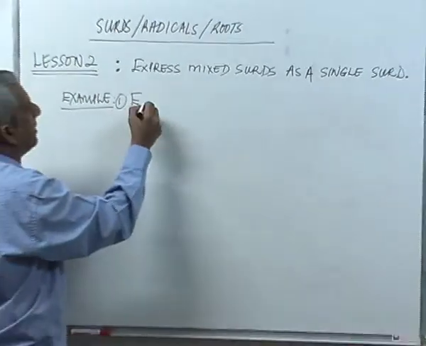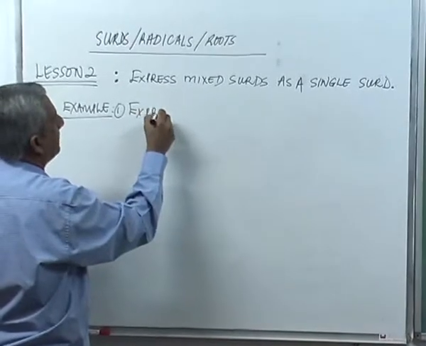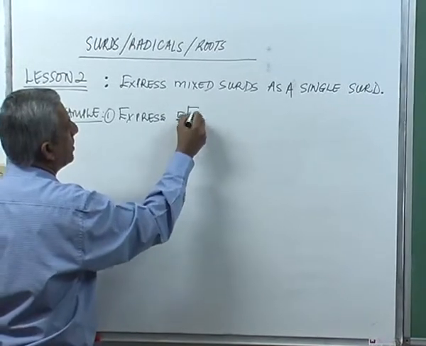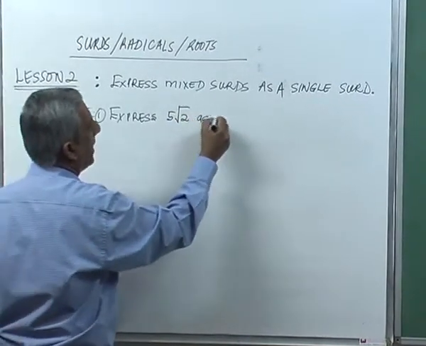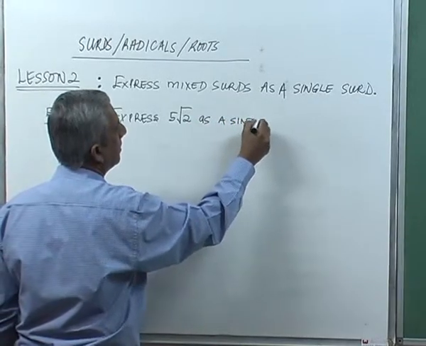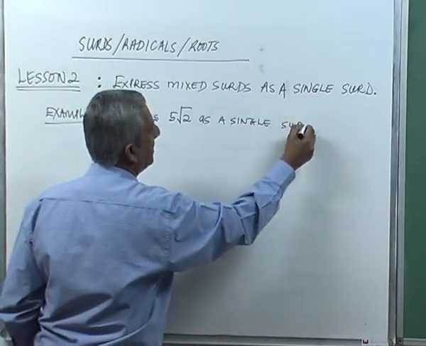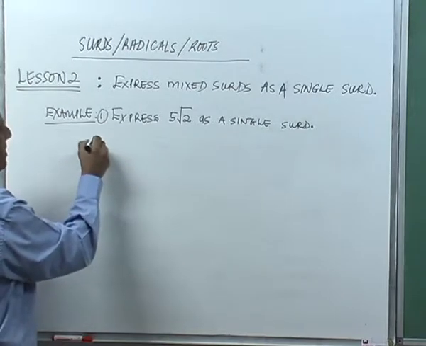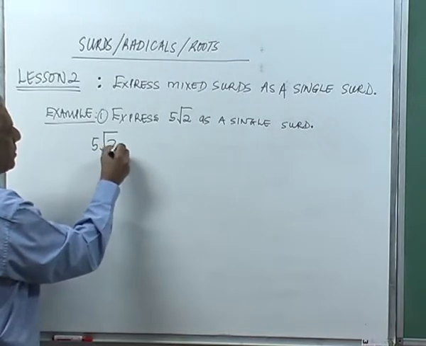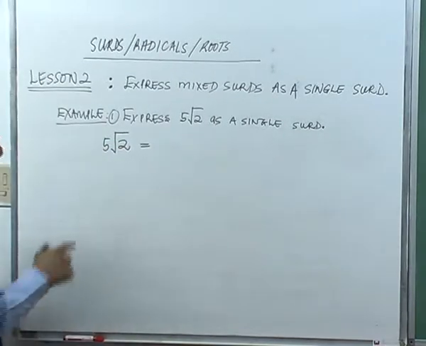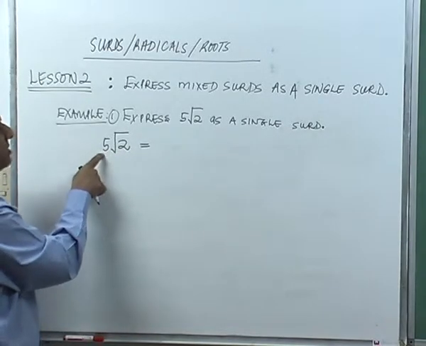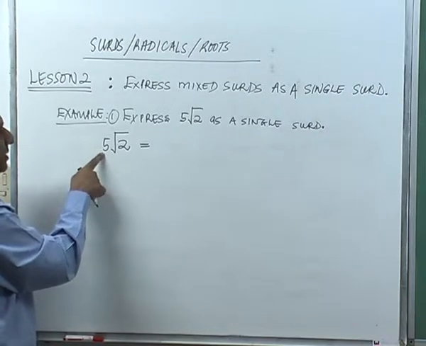Express example 1. Express 5 root 2 as a single surd. In other words, we're doing the reverse of our first lesson. Right, so let's see. We have 5 square root 2. Now, because this is square root, it means 5 is a square root of a certain number.